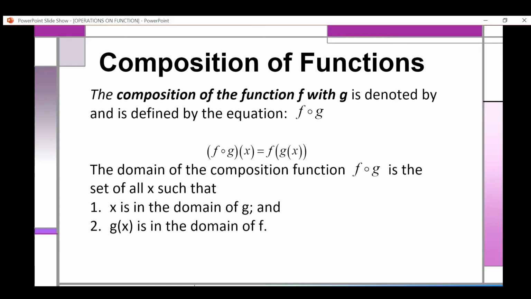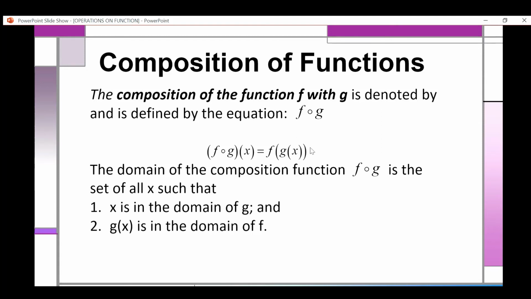Okay? Next operation natin is composition of functions. So, paano naman to? The composition of the function f with g is denoted by and is defined by the equation f of g. Okay? So, yung f, itong symbol na to class is yung circle. So, f circle g of x, or it is read as f of g of x. So, equals, same thing lang siya dito sa notation na to. Magkapareho lang yung notation na to. So, f of g of x.